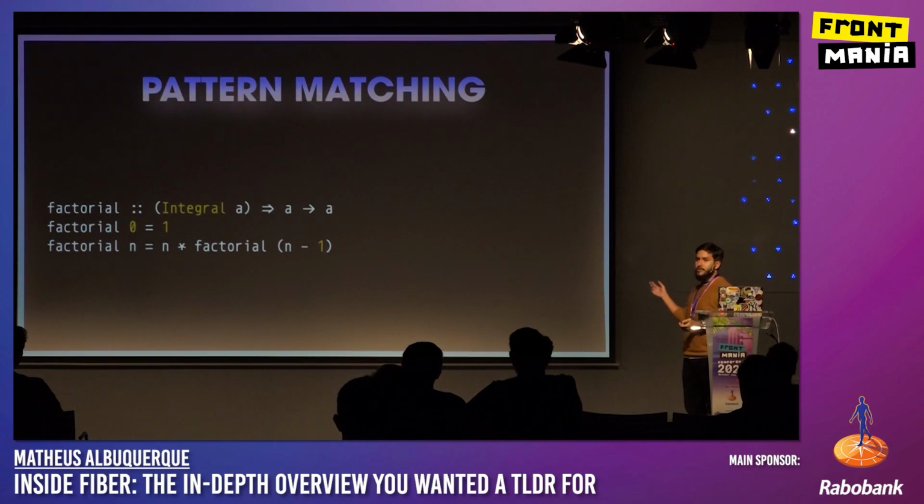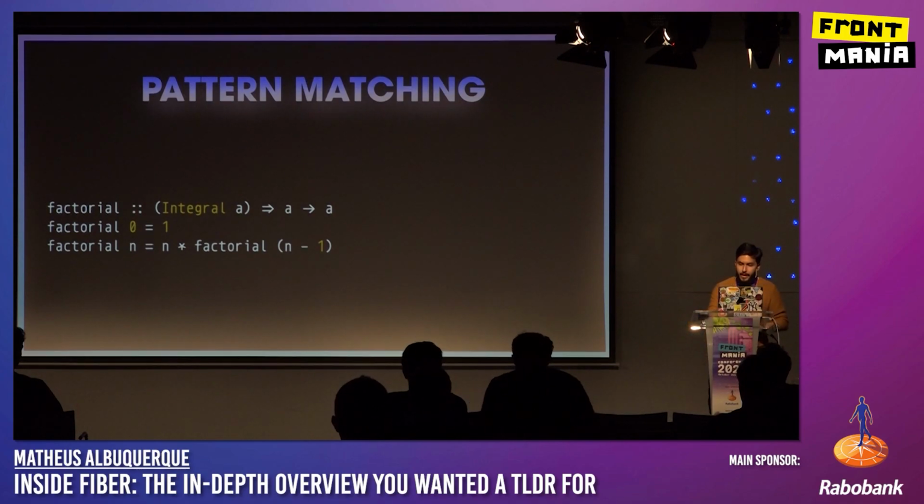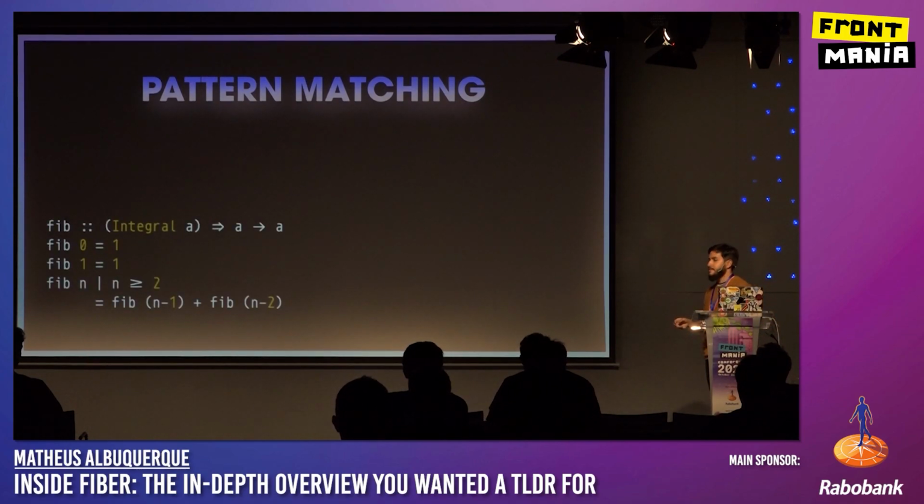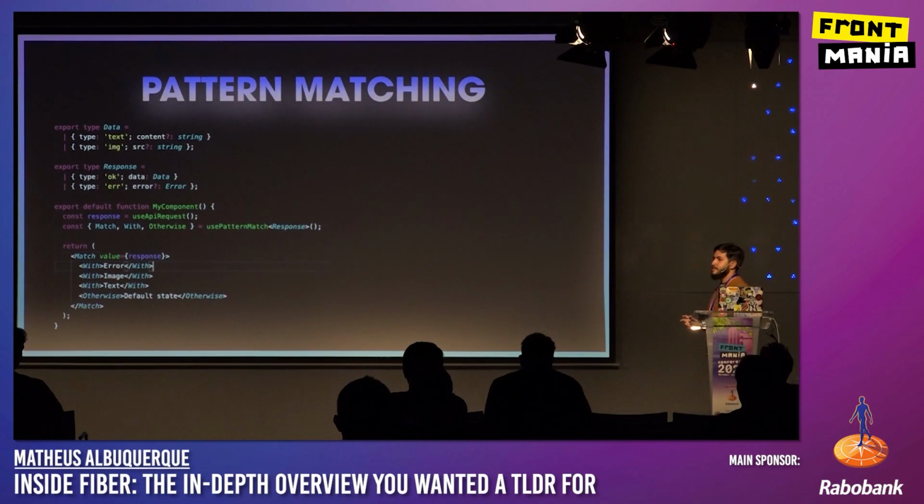So this is a simple factorial function in Haskell. In the first line we have the type annotation, and the other two lines are the patterns we have. We are matching first for 0 and what should happen, and then we are matching our general case. And we can have more complex stuff, like different cases. Those examples are really simple. This is like the Fibonacci one, where we have two base cases, and then our recursion case. And again, why I'm showing you this is because we can start thinking of some similar abstraction in React.